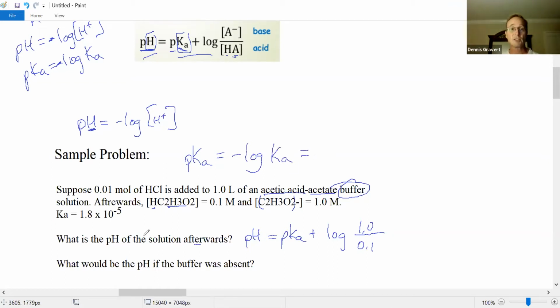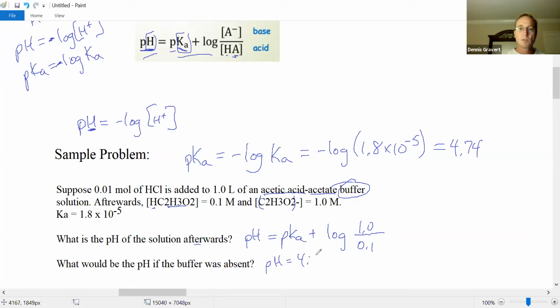Oh, and let's crank it out. Get your calculator out. You need the negative log of 1.8 times 10 to the minus 5. Did it earlier, maybe, somewhere. There it is. It's 4.74. So now my pH is equal to 4.74 plus the log of 1.0 divided by 0.1. Crank that out. This turns out to be 1. And so the actual pH is now 5.74.